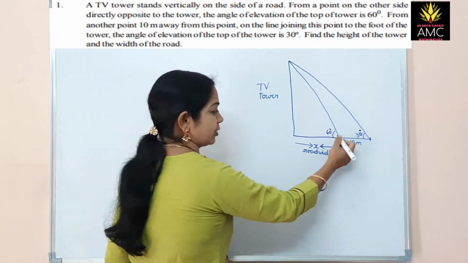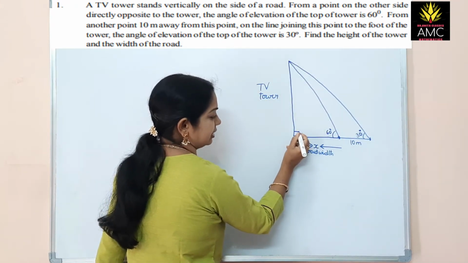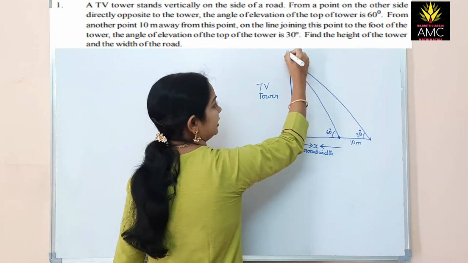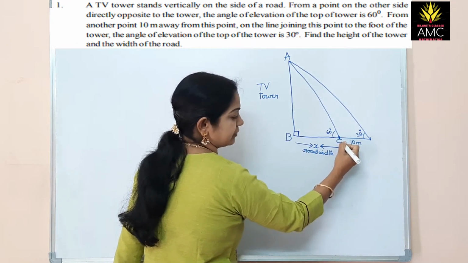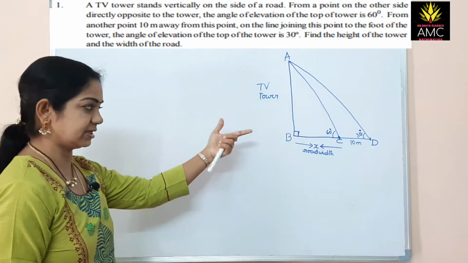These two are the points of observation. Let us name this TV tower. Clearly it is vertical, erect to the road, isn't it? So, let this be AB, and this is the first point of observation, this is the second point of observation, let these be C and D. So, we got the right angle triangle.